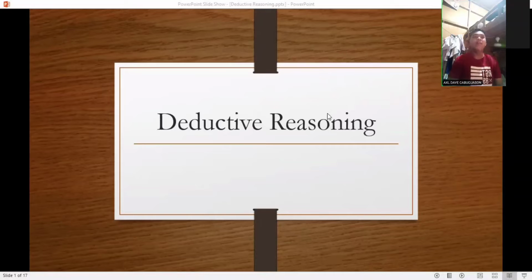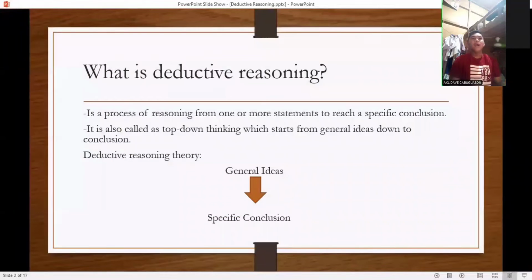So first of all, what is deductive reasoning? Deductive reasoning is a process of reasoning from one or more statements to reach a specific conclusion. It is also called top-down thinking, which starts from general ideas down to a conclusion.